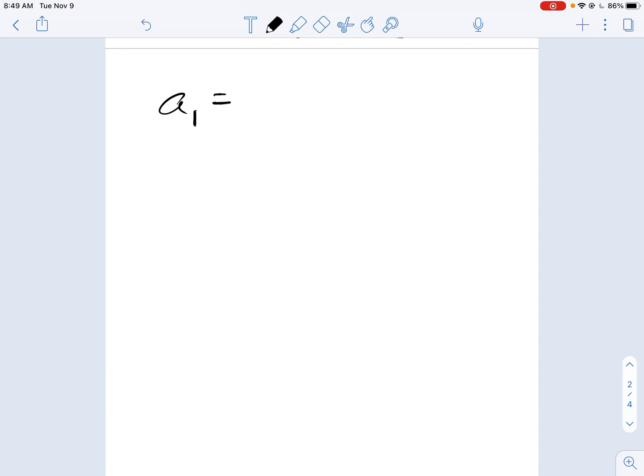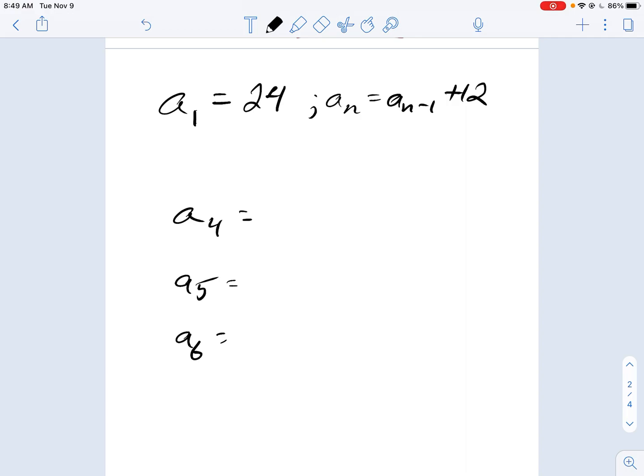So let's say you were given that the first term of a sequence was 24, and you were given the recursive formula, which was A sub n is equal to A sub n minus 1 plus 12. And then you were told to find the 4th, the 5th, and the 6th terms. And what I've said to do in this one, guys, is to start your sequence and just go until you get to the 4th, the 5th, and the 6th.